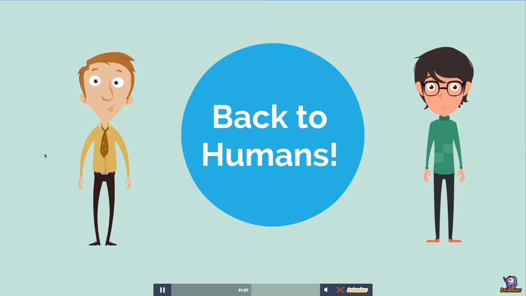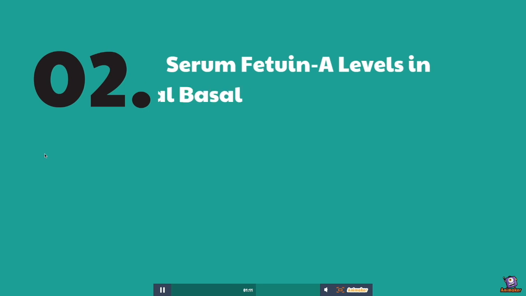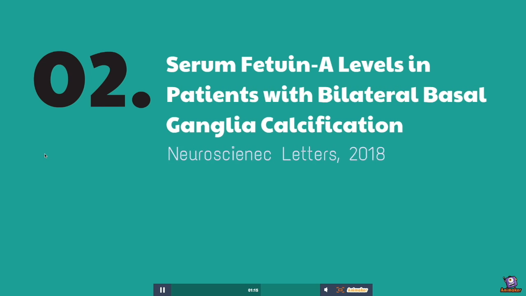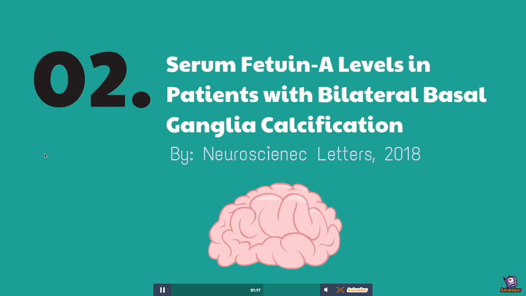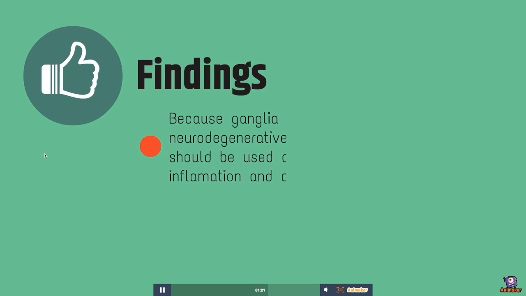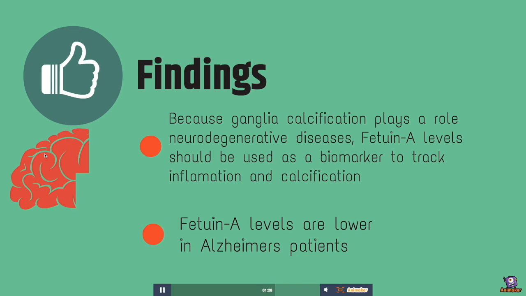Now back to humans. Another study is titled Serum Fetuin-A Levels in Patients with Bilateral Basal Ganglia Calcification, by Neuroscience Letters 2018. Findings are that the ganglia calcification plays a role in neurodegenerative diseases, and Fetuin-A levels should be used as a biomarker to track inflammation. Also, Fetuin-A levels are lower in Alzheimer's patients.